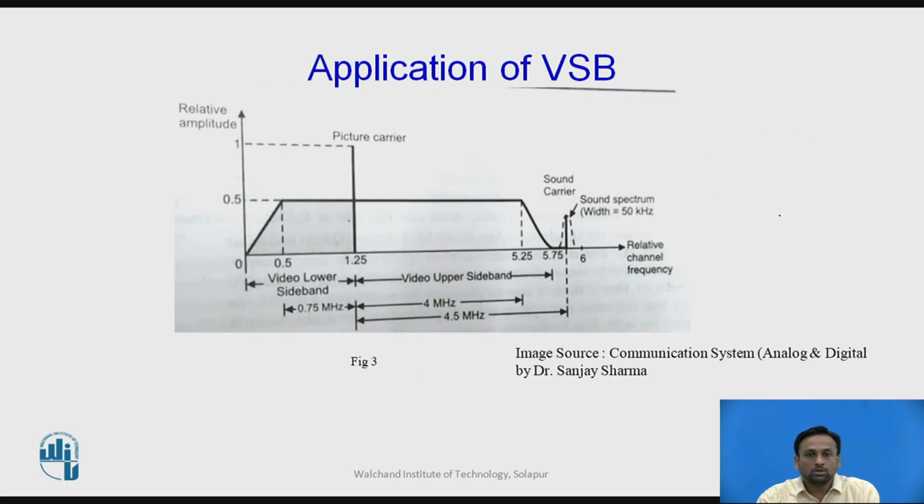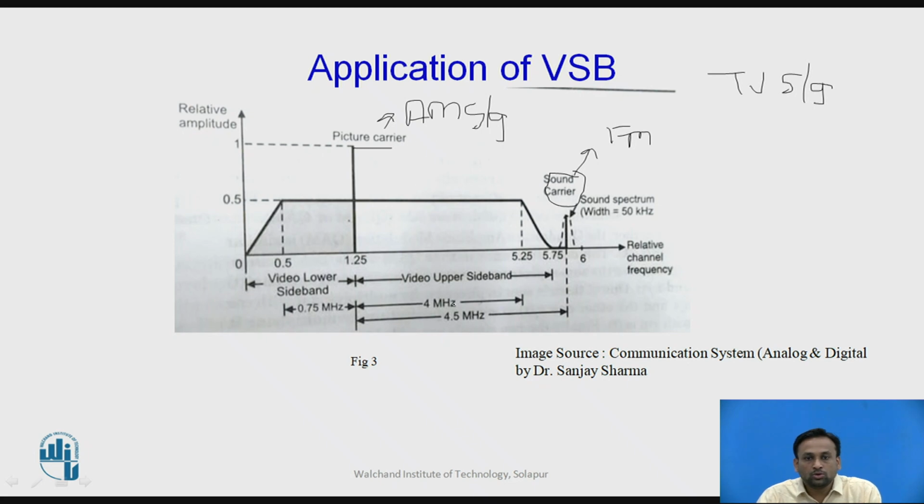Now we'll see the application of VSB. This is an application of VSB for the TV transmission signal here, as shown in this figure. For the transmission of TV signals, for the sound carrier you require FM modulation, and for the video, the picture carrier, you require AM here. That means two types of modulations are used to transmit VSB. For the sound carrier we make use of FM, and for the picture carrier we make use of the AM signal here.